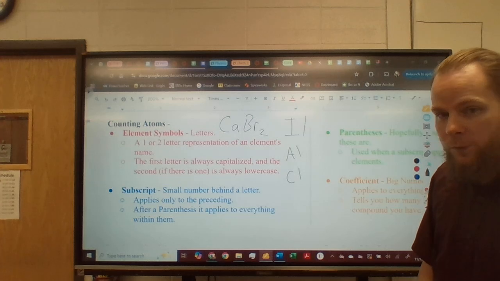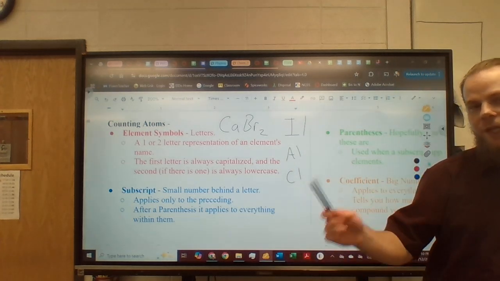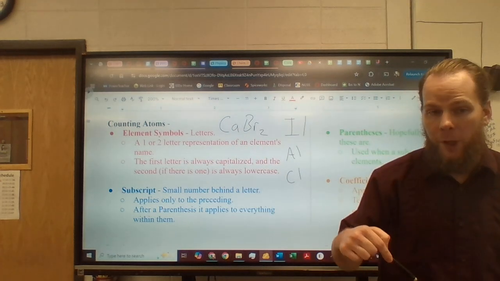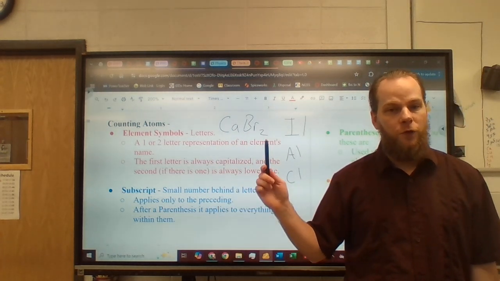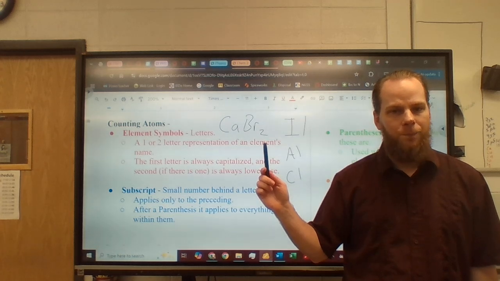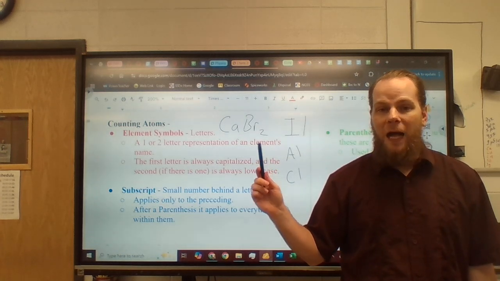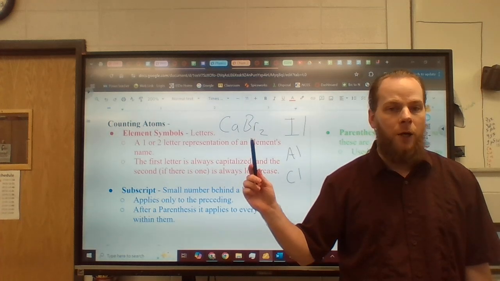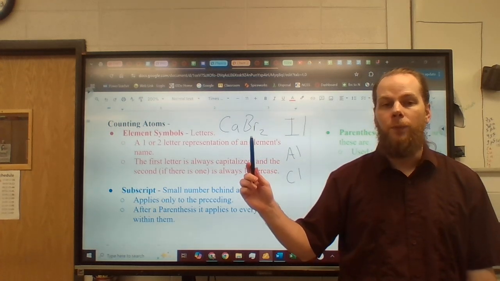All right, I'm going to assume you've done that. Okay, subscripts only apply to the element that comes immediately before it. So in this chemical formula, the 2 is the only subscript. Actually, that's not true. The 2 here that we can see applies just to the Br because Br comes before it. So this is saying there are 2 bromines.